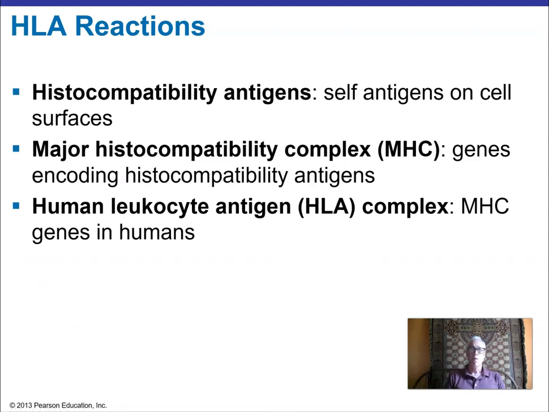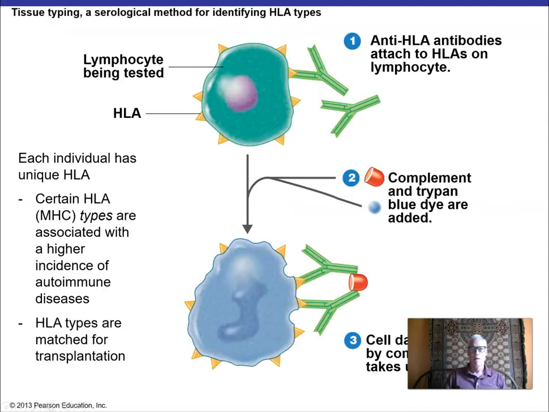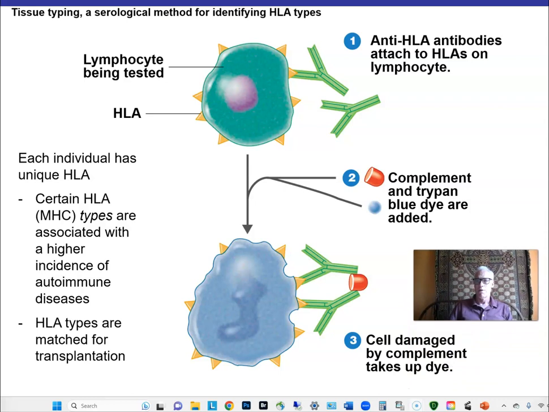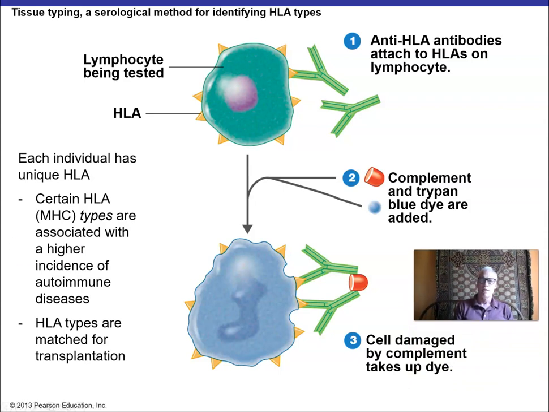HLA. When talking about transplants and about cell compatibility, we use the term major histocompatibility complex. That's like a subset of HLA. HLA is a term that will be used more typically in the context of matching donors and recipients for transplants and so forth. So histocompatibility antigens, we know all about those from our discussion of the immune system. In order to do matching, we can use antibodies against different types of HLAs in order to identify them.